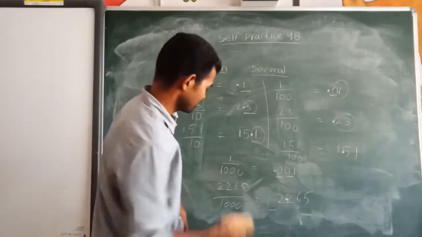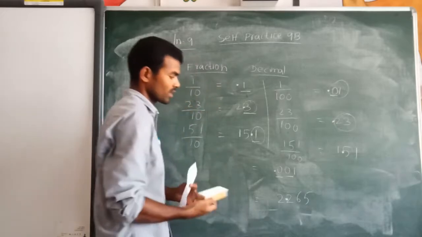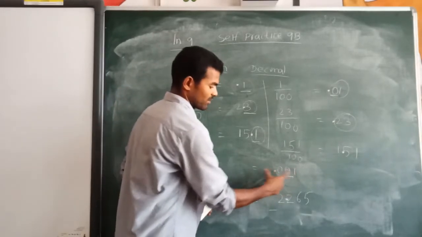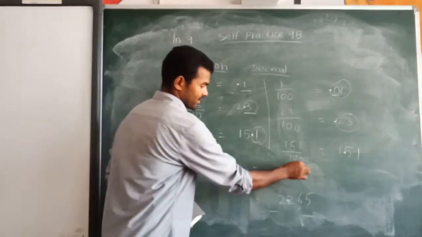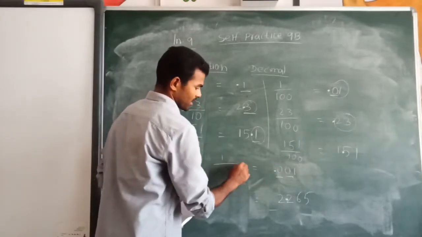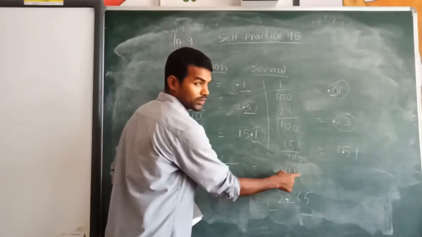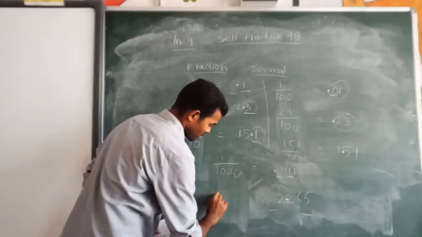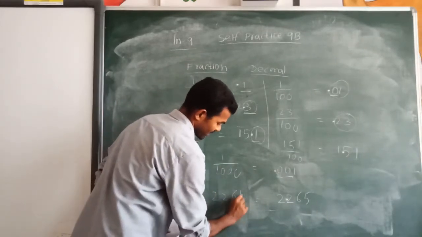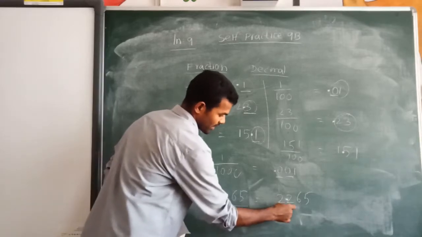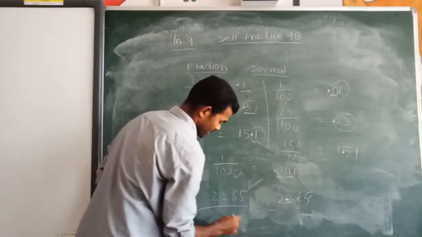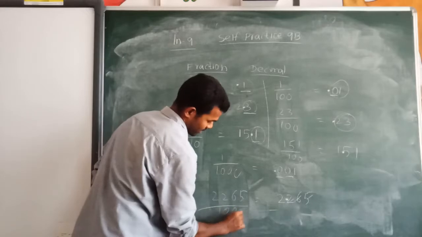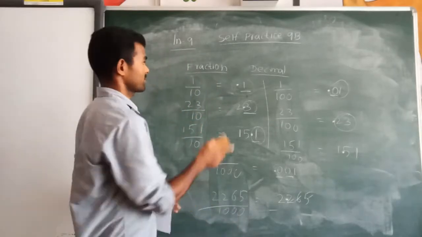For this one, how do we convert this decimal number into a fraction? Write the number 1 by how many decimal places? 1, 2, 3, by 1000. Write the full number, 2265, by how many decimal places? 1, 2, 3, divided by 1000. Got it, children?